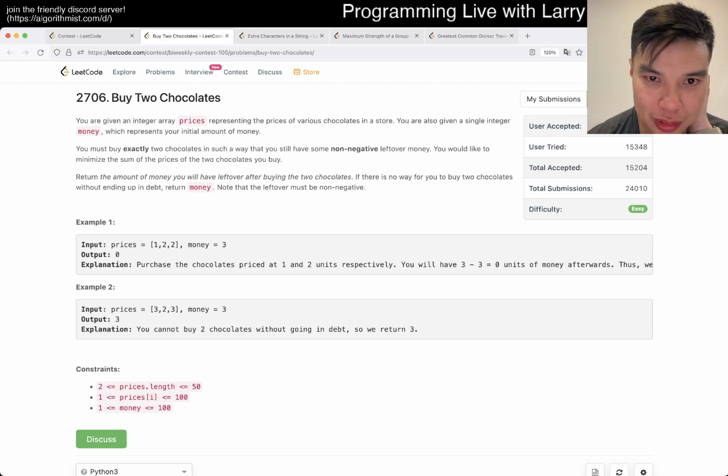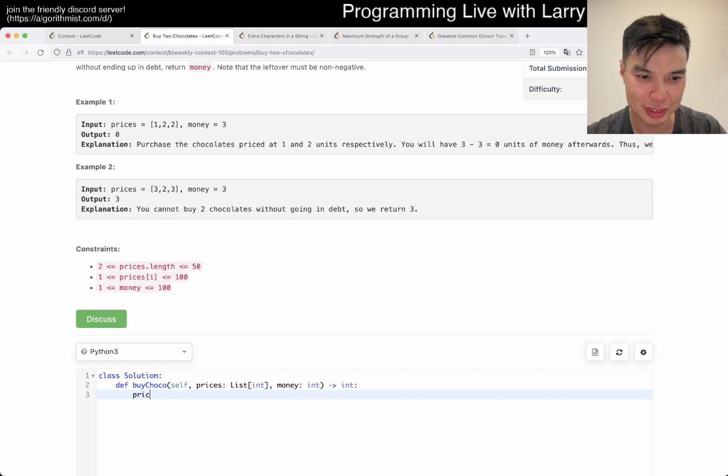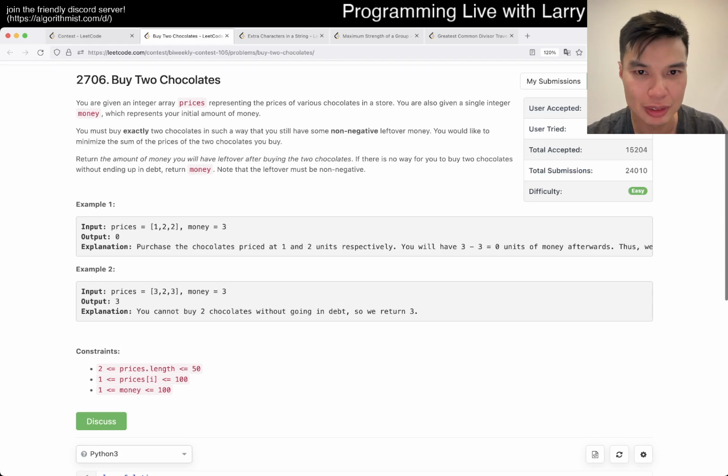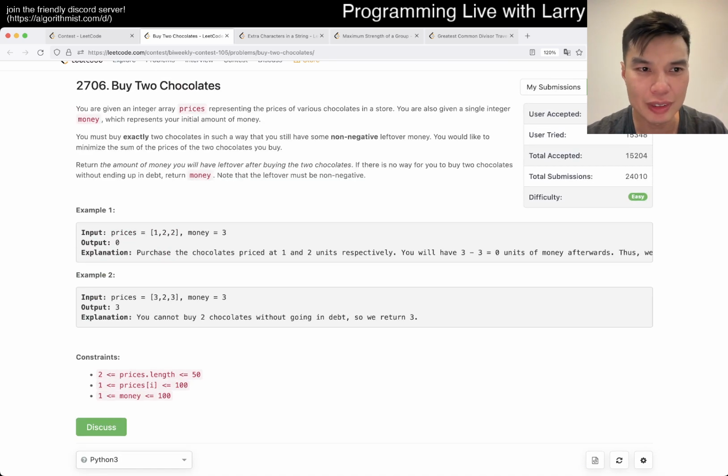Non-negative. So we have money left over. Minimize the sum of the prices of the two chocolates you want to buy. This, man, it is very wordy. Wait, what happens if you... Oh. What do we return?